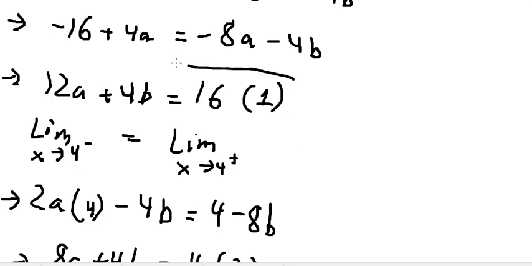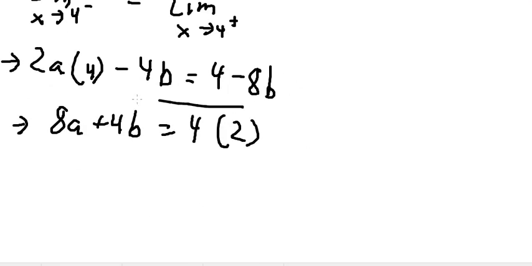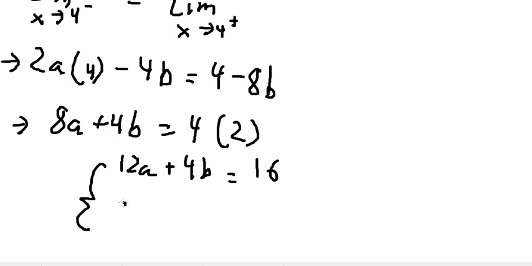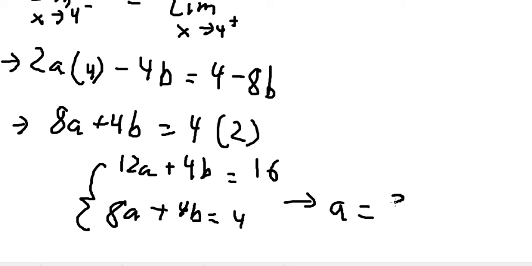So we have the first equation and the second equation. So we can create the system of equations. Now we need to find the solutions of a and b. We have a equals 3 and b equals negative 5.